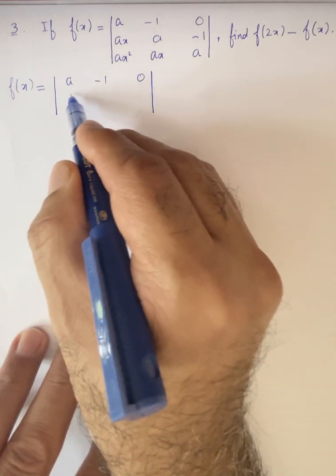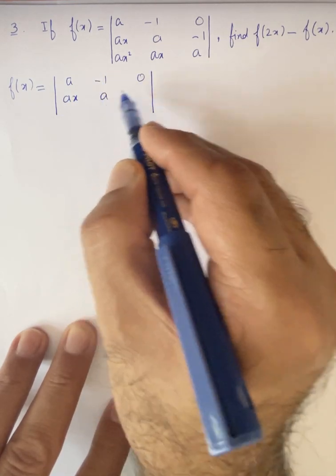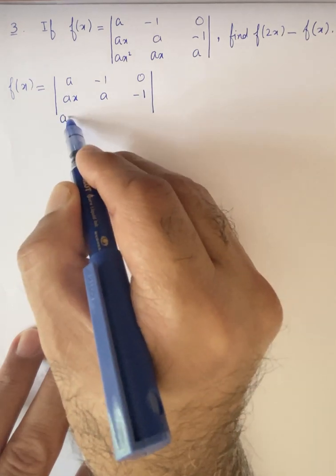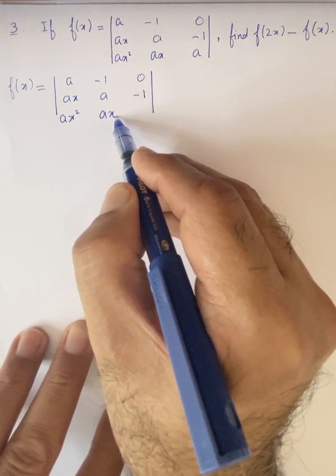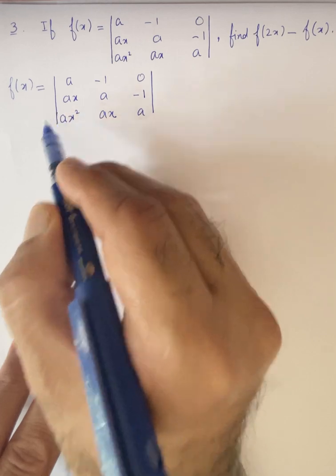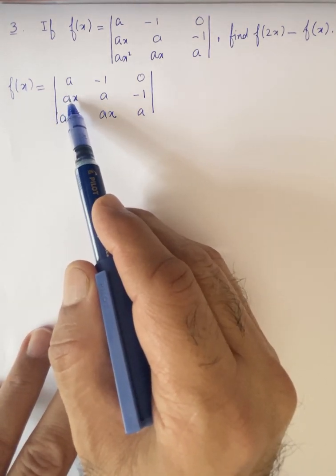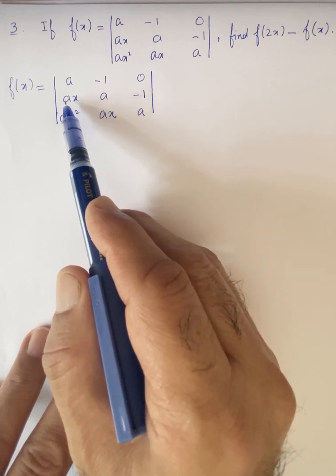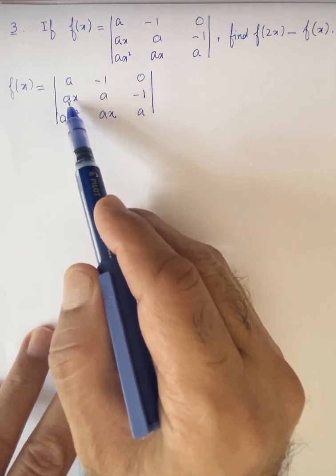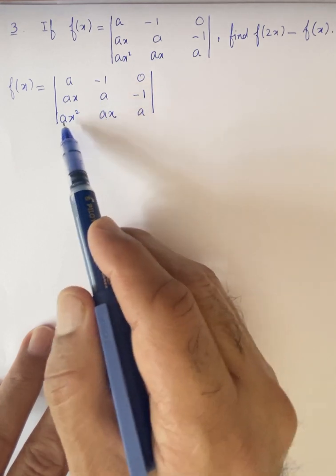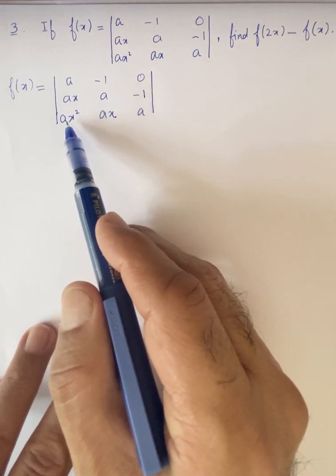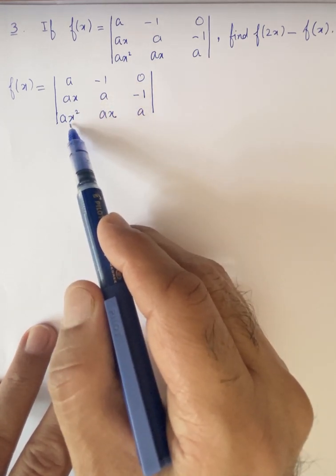This is 0, ax, this is a minus 1. Ax square, ax, and this is a. This is a, this is ax. We can have 0 here if we subtract x multiple of the first row from this. Similarly, we can have 0 here if we subtract x multiple of this from this.